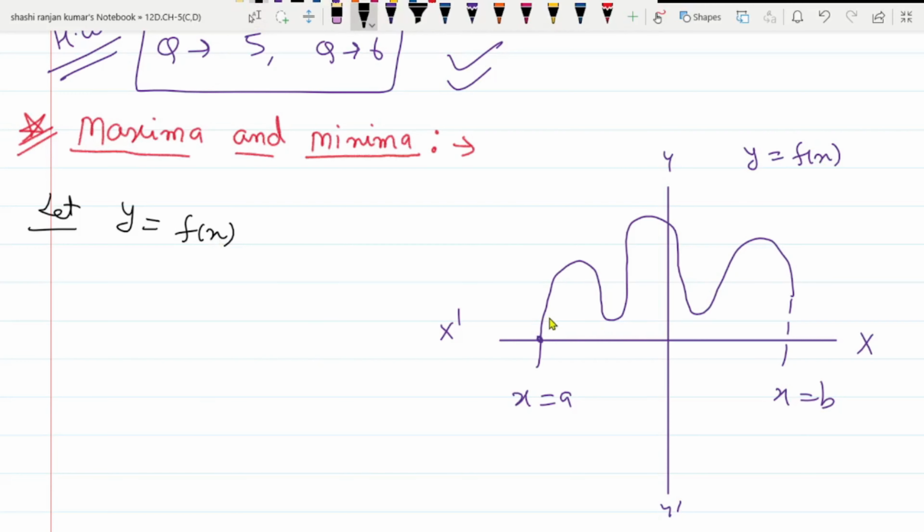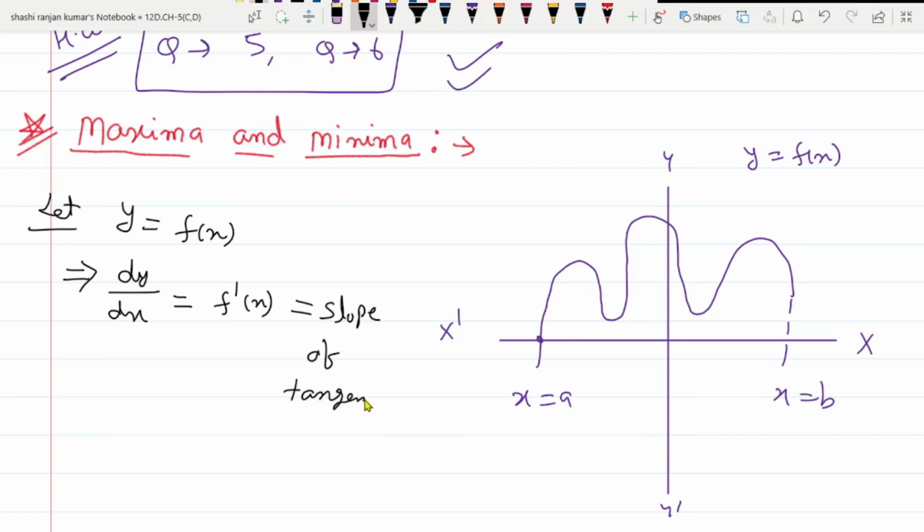So see, if we find the value of dy by dx, or if we find the f dash of x, what is the meaning of that? The meaning of that is slope of tangent. We all know that dy by dx is nothing but slope of tangent.